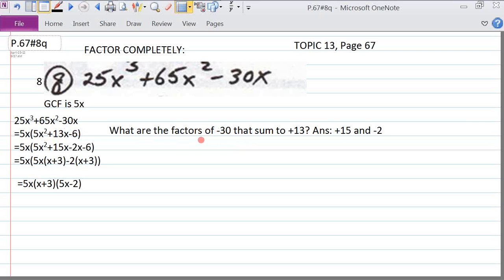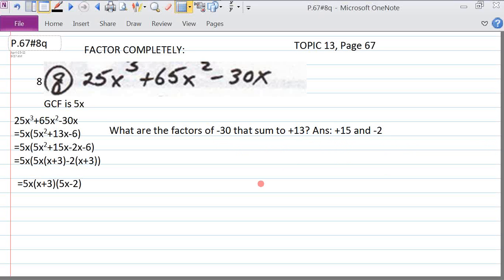and I ask myself, what are the factors of minus 30 that sum to plus 13? And the answers are 15 and minus 2. Of course, there are many factors of minus 30. I could say, for example, 6 and 5. But 6 and 5 cannot be summed to give you plus 13. Another set of factors are 10 and 3, or minus 10 and 3. There's no way that you can sum minus 10 and 3 to give you plus 13.